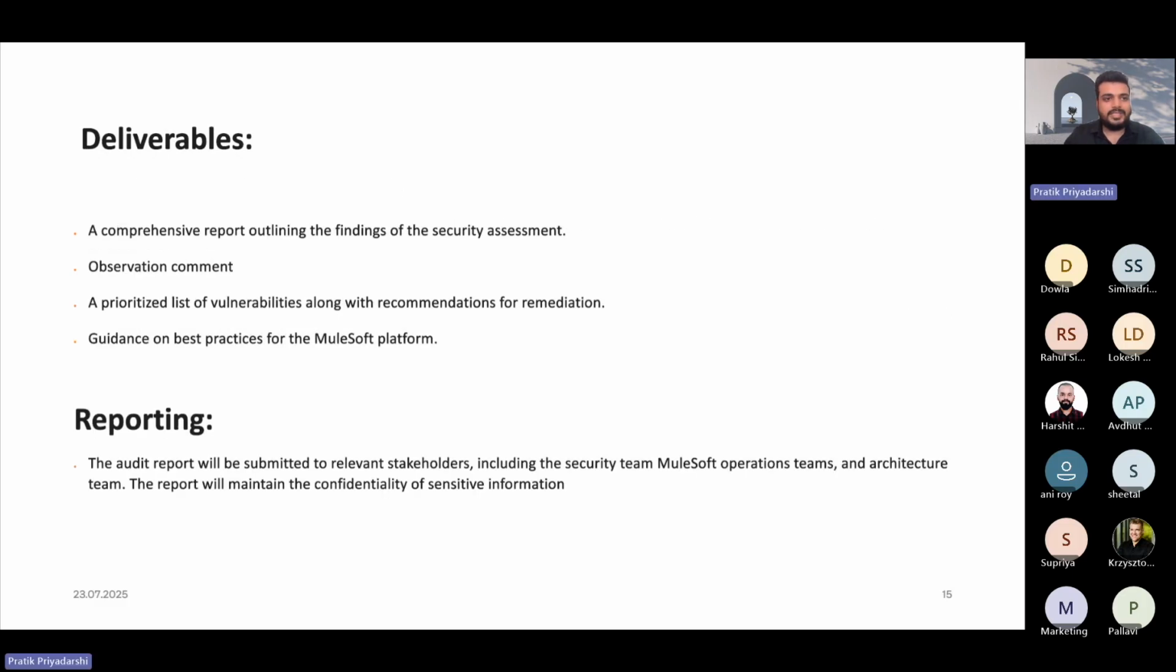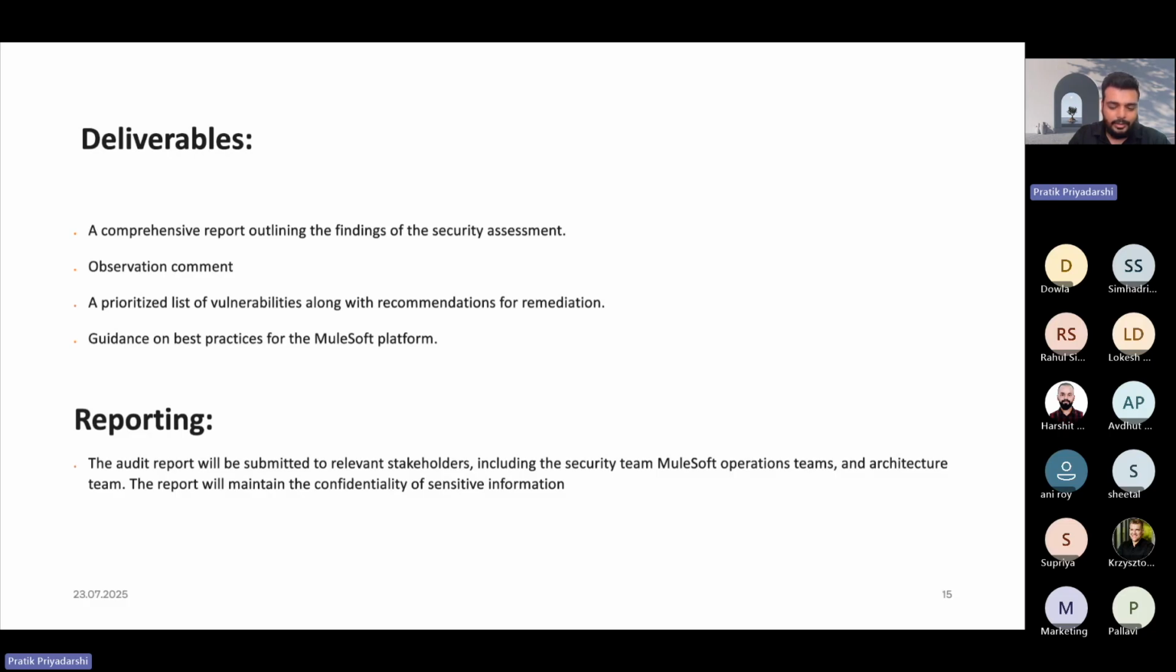Okay, this is the last slide, so I won't take a lot of time. So what's in it for you, and what are we delivering? We will give you comprehensive findings reports with no fluff. We give you prioritized vulnerabilities: the list of issues that we notice and what you need to focus on most, prioritized so that it helps you decide what to take first and what to take second.